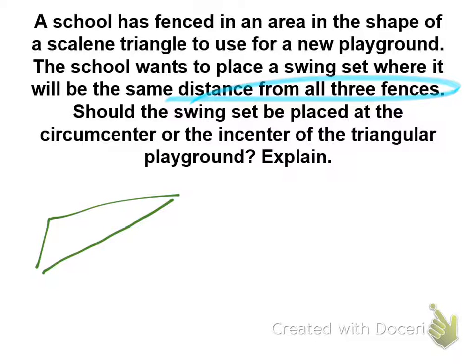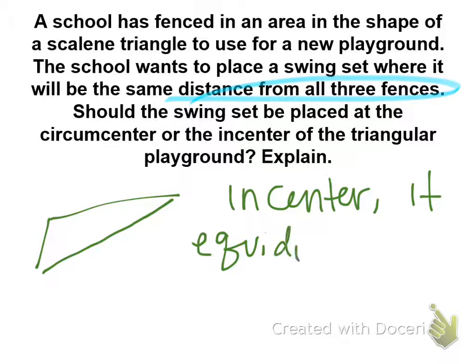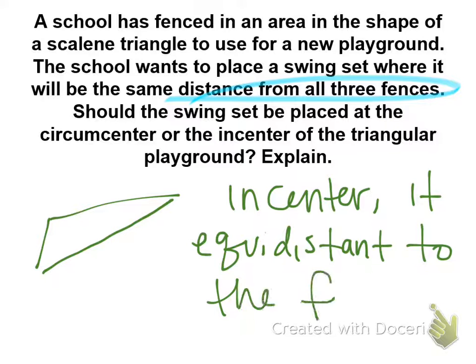Circumcenter? Is it in-center? It'd be the in-center. Because why? It'd be in the middle of all of them. What's the reason? Equal to all of them. Yeah, equal distance. So I'm going to put equidistant. If you want to write equal distance, that's fine. Because it's equidistant. It is equidistant to the sides. I'm going to put to the fences because that's specific to the question. So it'd be equidistant to the fences.